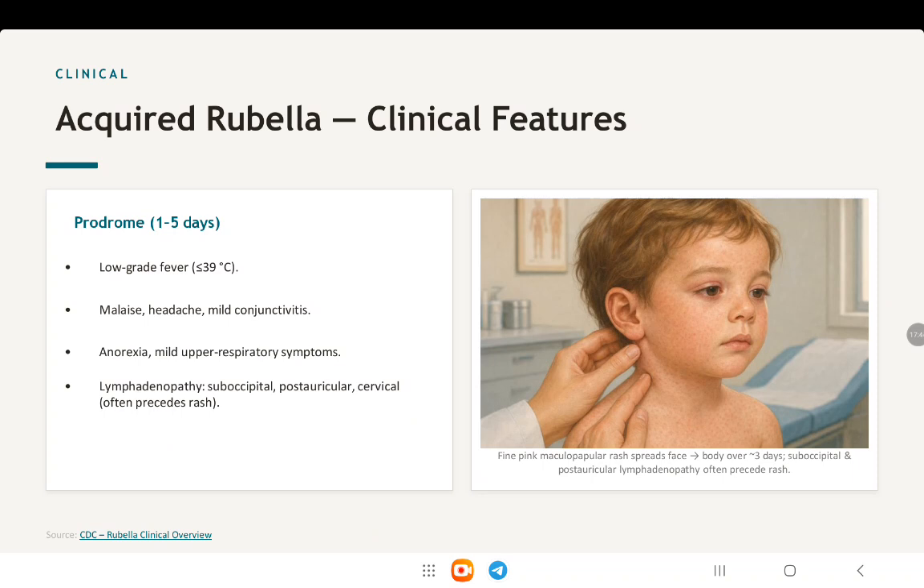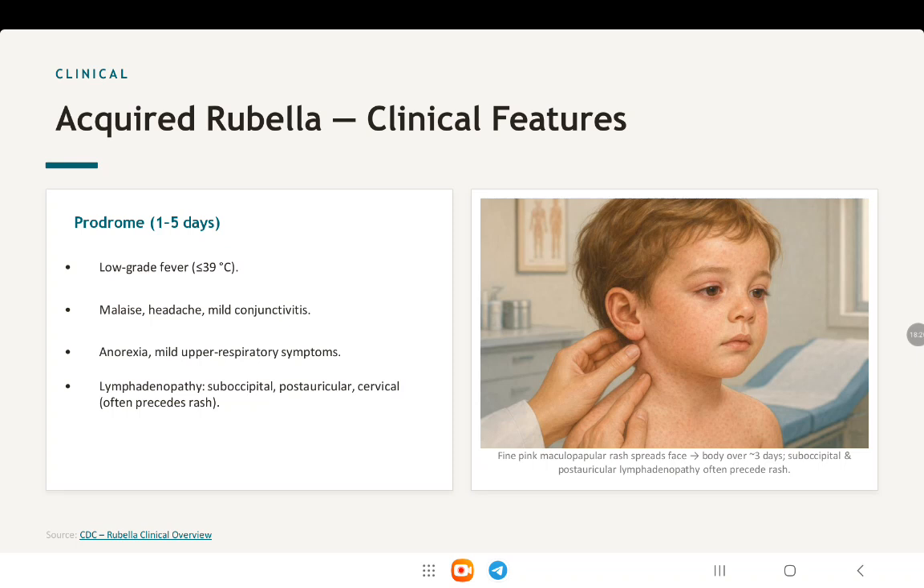Here are the clinical features of acquired rubella. Rubella is usually mild, especially in children. Some infected people may have very mild symptoms or no symptoms at all. Illness usually begins with a low-grade fever, headache, and sometimes redness of the eye. The earliest sign is swollen lymph nodes, especially behind the ear, at the back of the head, and in the neck. These enlarged lymph nodes often appear before the rash and are an important feature for the diagnosis of this infection.